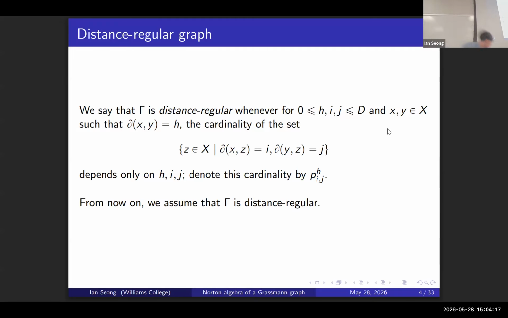So sorry for those who are on Zoom, but if I were to use the whiteboard, basically the idea is if we have a vertex x and a vertex y, and their distance is h, then the number of vertices that are distance i away from x and distance j away from y does not depend on the choice of x and y, and it's going to be a constant. Okay, so that's the definition of a distance regular graph, and from now on, we're going to assume that gamma is distance regular.